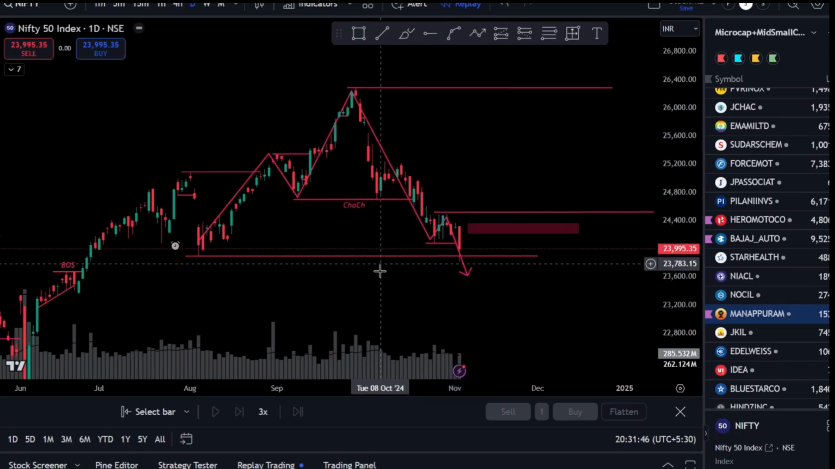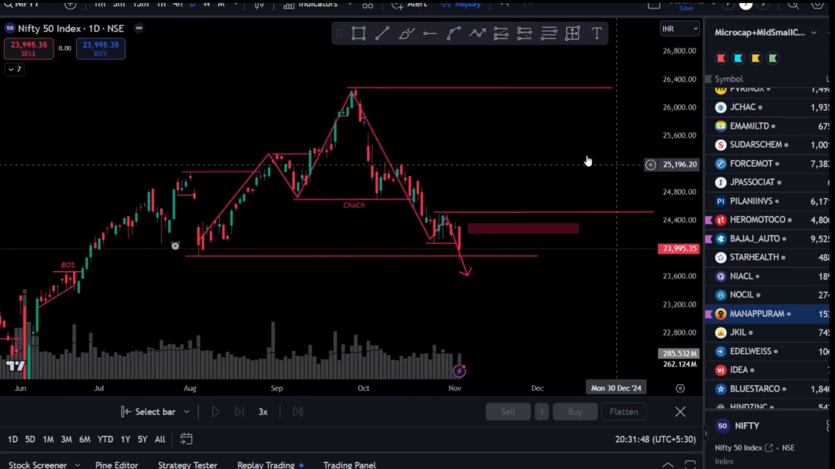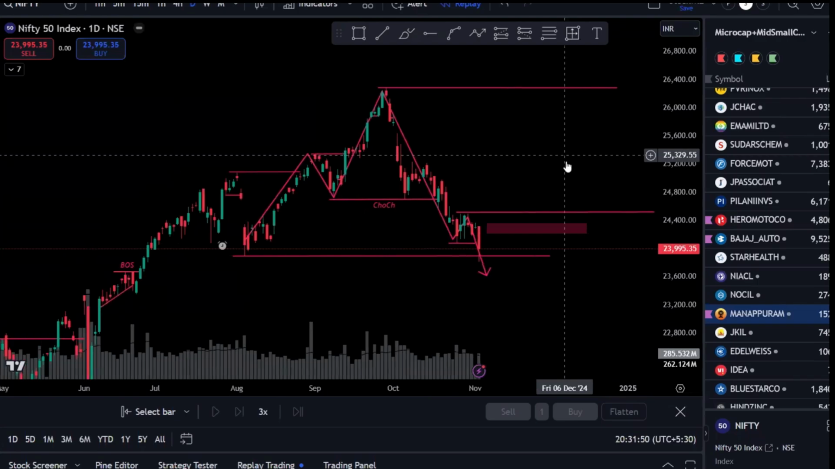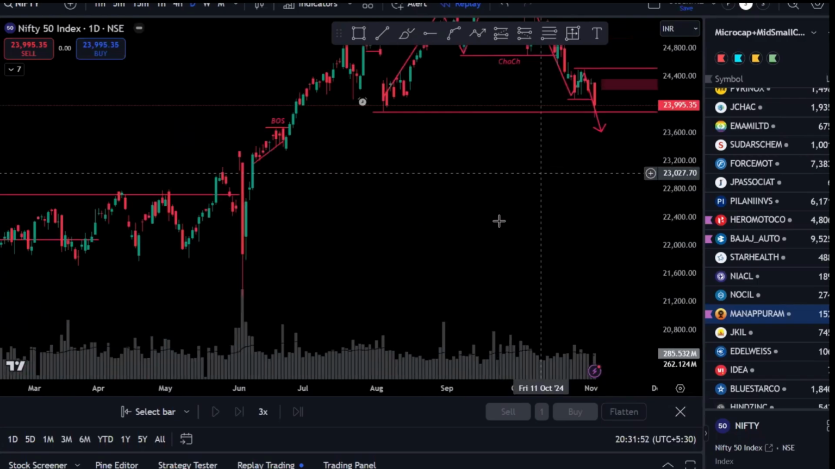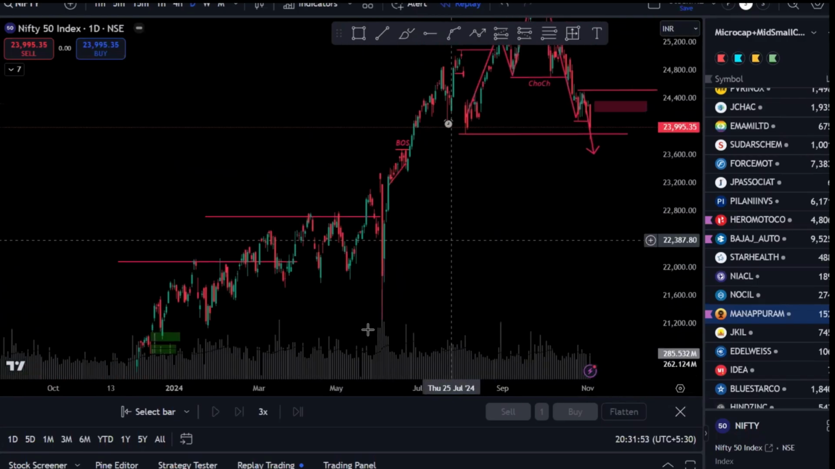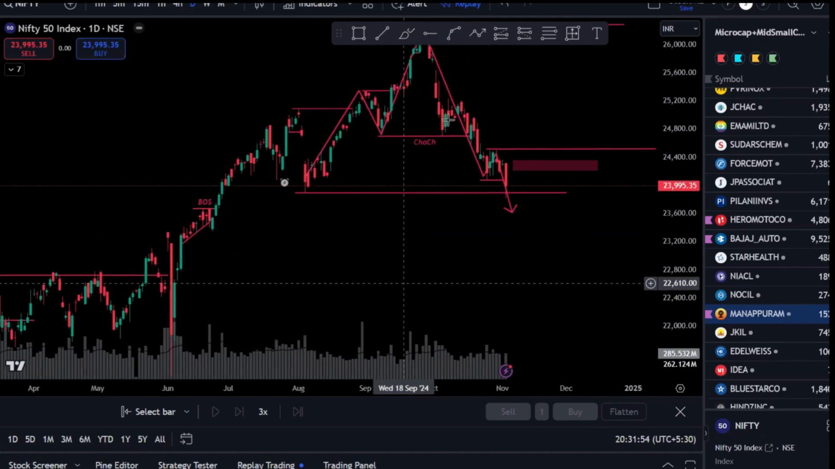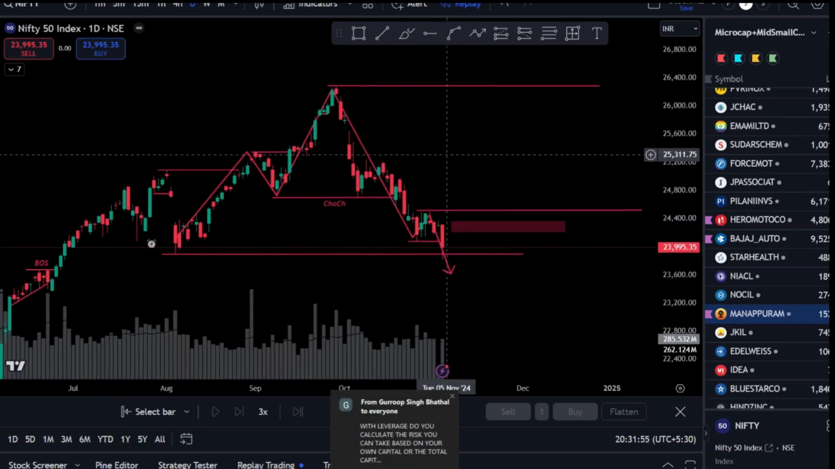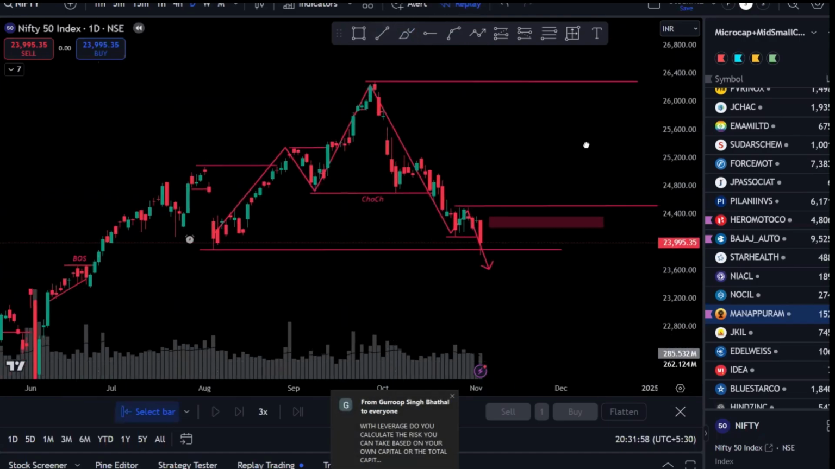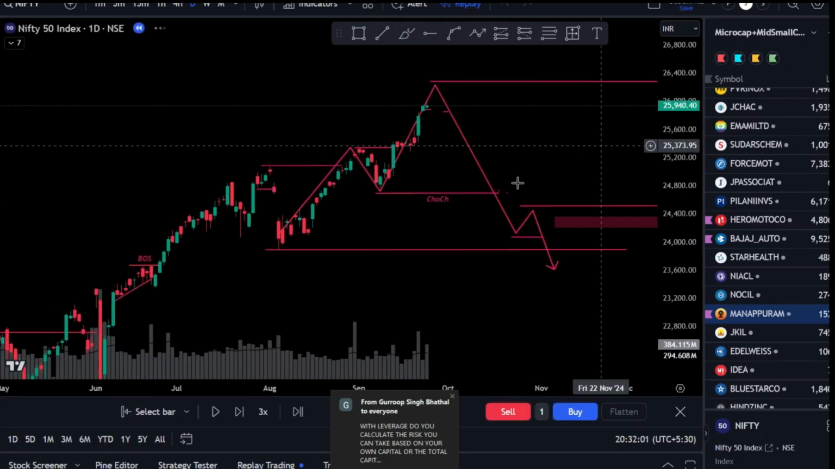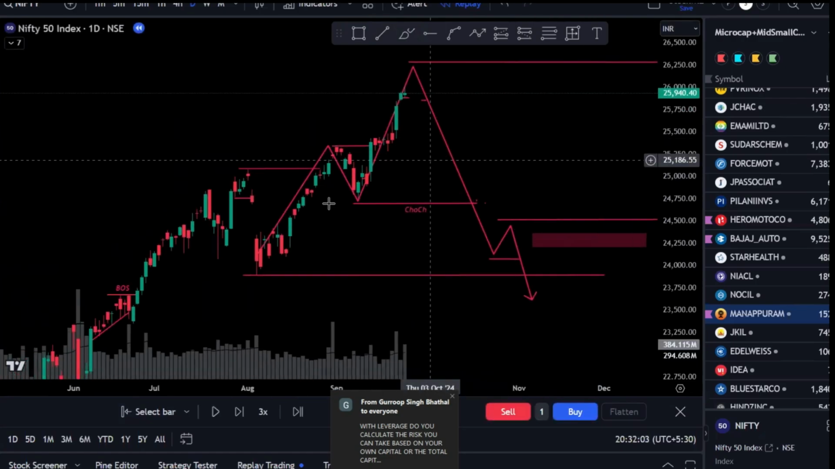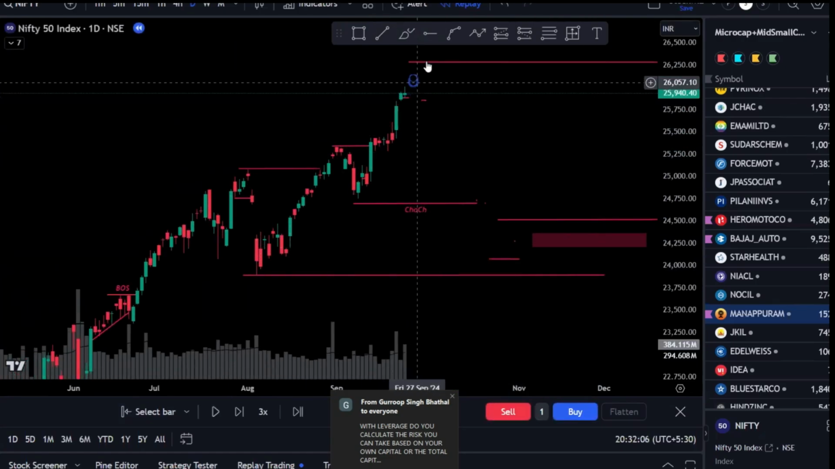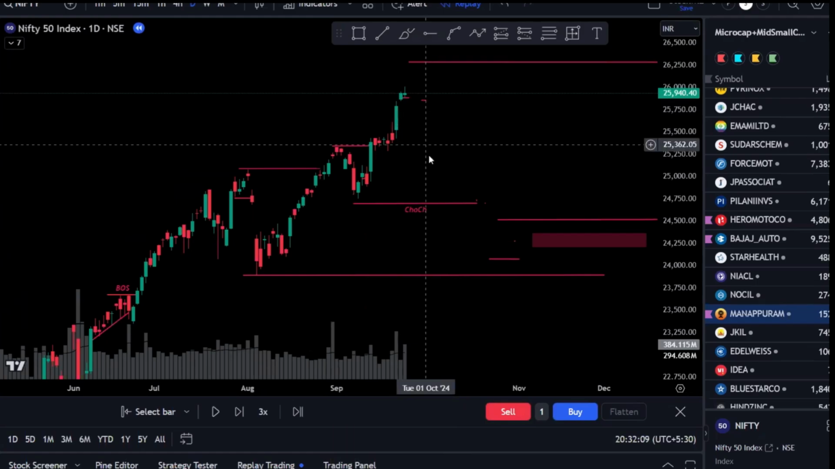Wait, I didn't get your question. How do you consider a pullback? Let me try to answer it from here. Based on this part, if I remove this particular part, what do you think you should expect in the market right now? Because we are in a trending structure, what should happen next in the market to continue the trend?